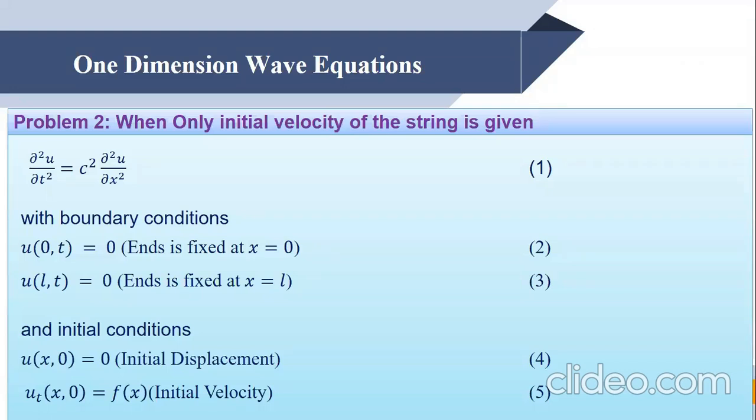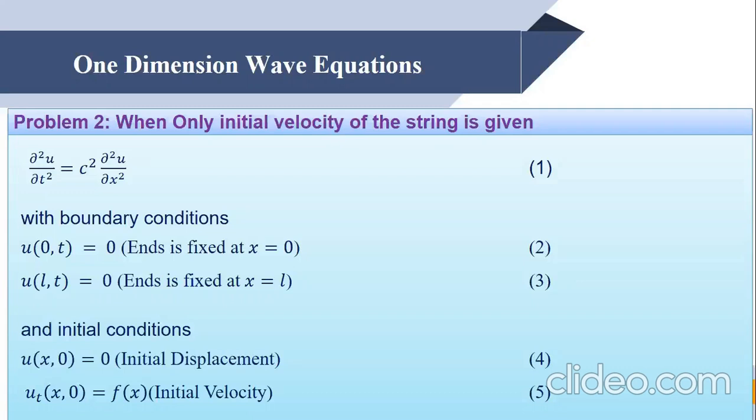Now in a previous lecture we discussed the one-dimensional wave equation problem 1, which is based on the initial displacement of the string. Now in this lecture we discuss problem 2, when only the initial velocity of the string is given.